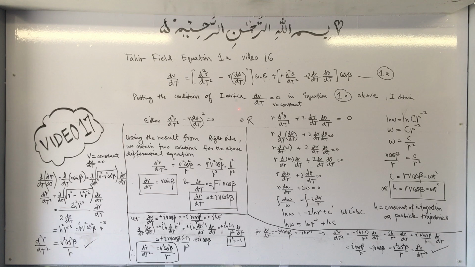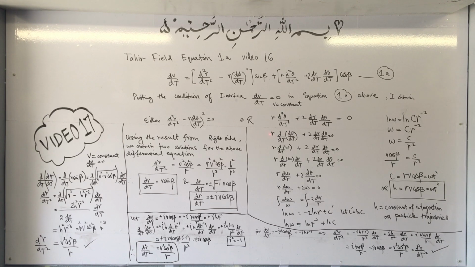Okay, putting the condition of inertia, which is dv over dt is equal to 0, meaning v is equal to constant, in equation 1a above, I obtain either d square r over dt square minus r (d theta over dt) whole square is equal to 0, or r d square theta over dt square plus 2 dr over dt d theta over dt is equal to 0, because sine beta and cos beta in general are not equal to 0. Okay, so let's solve this differential equation first.